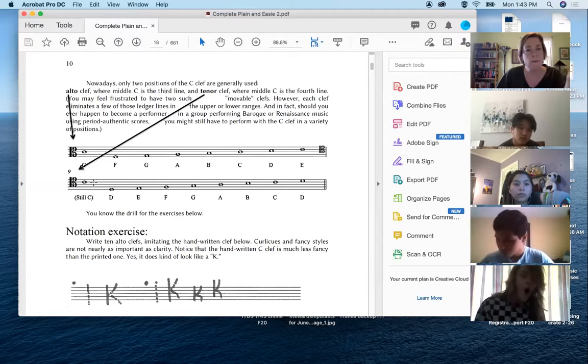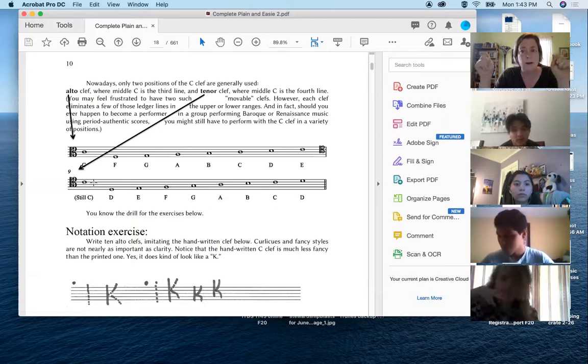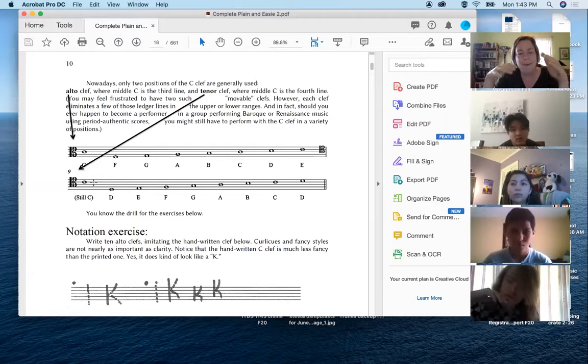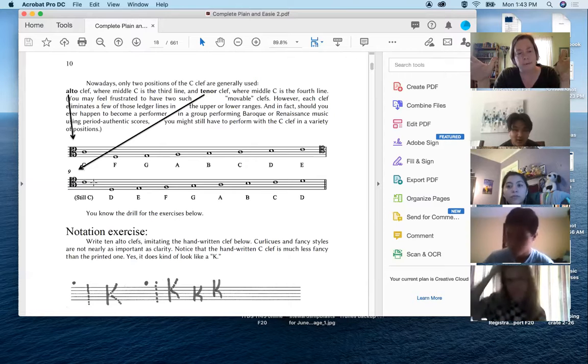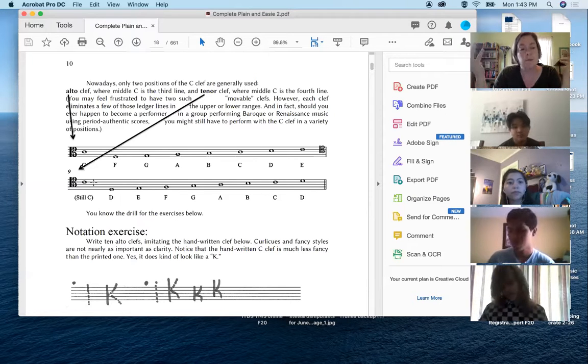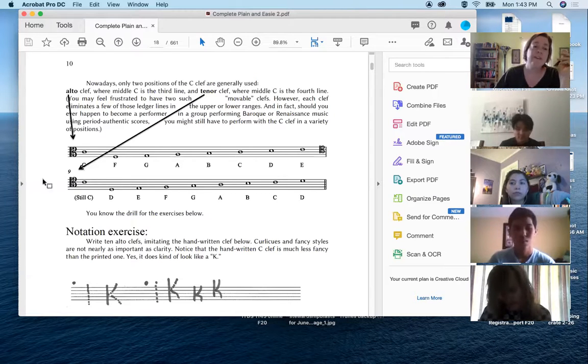So again, that's the important thing, is these clefs are really like secret decoder keys to tell you what symbol is going to be attached to a particular line or space. They're movable. They can move around. It's okay. This tenor clef is used by bassoonists playing at the top end of their range.